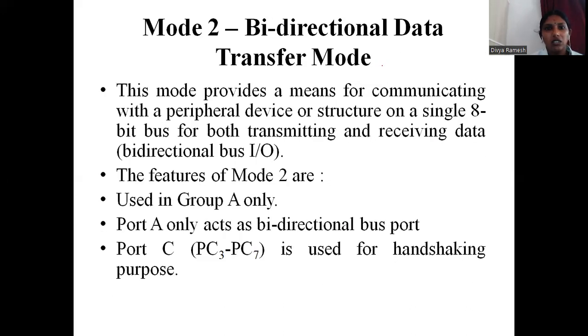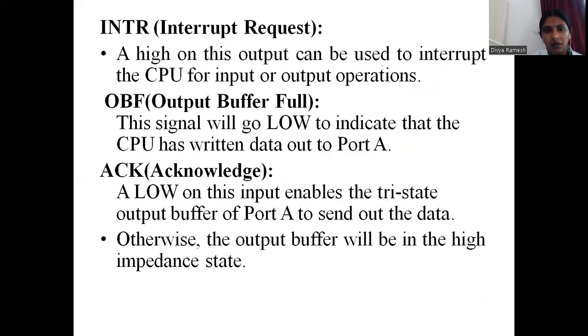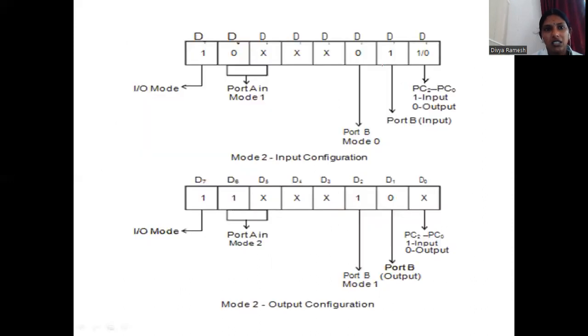And mode 2 is called the bidirectional data transfer mode. Here only group A, that is port A and port C, will be used for handshaking purposes. So these are the signals present in the group A controller in order to transfer the data from the processor to your external device.